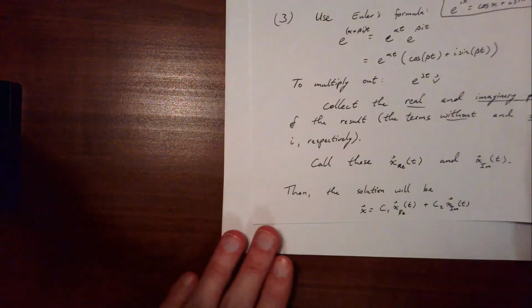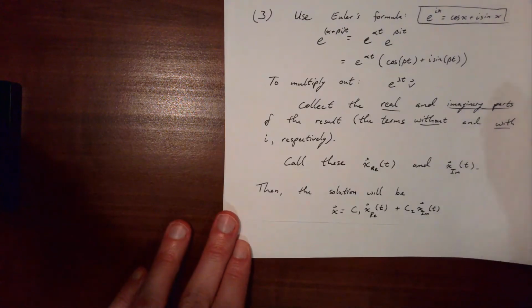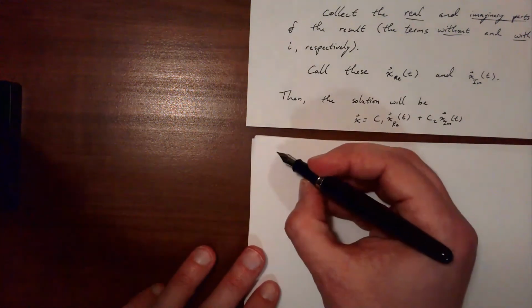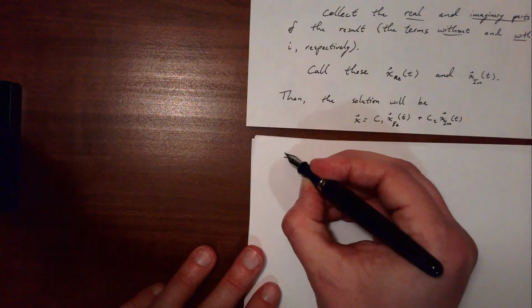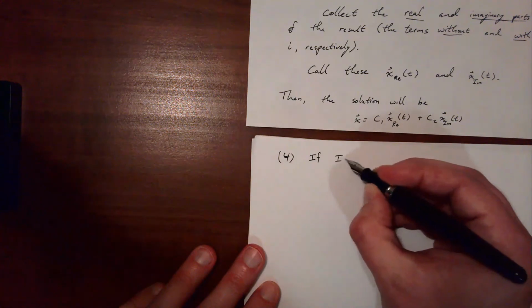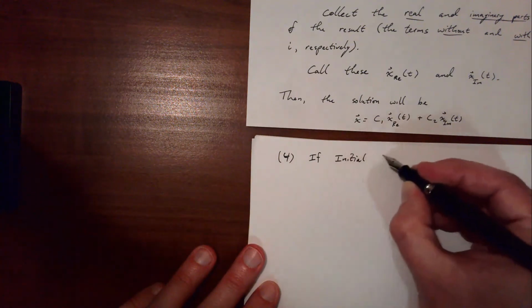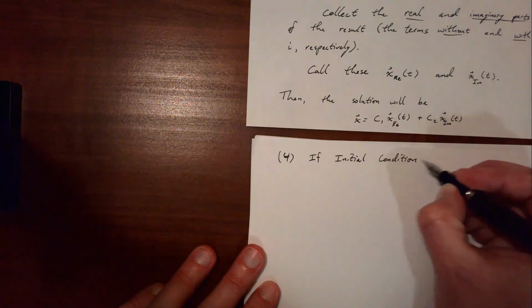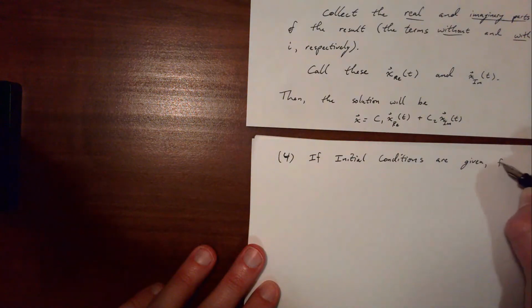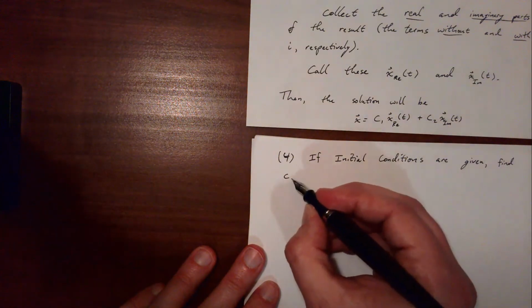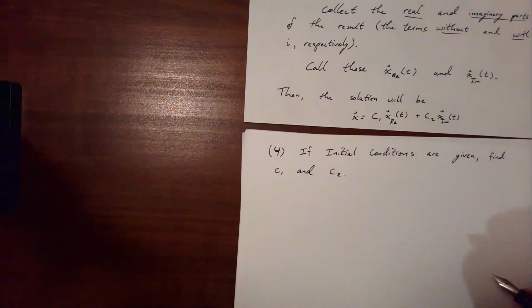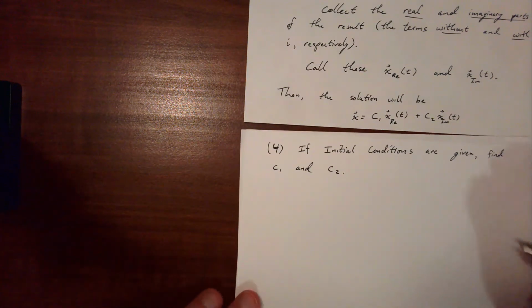And then if there are any initial conditions, so that's all step 3. Then step 4, if there are any initial conditions, find the c1 and c2. If initial conditions are given, find c1 and c2. All right. Let's give this a try.